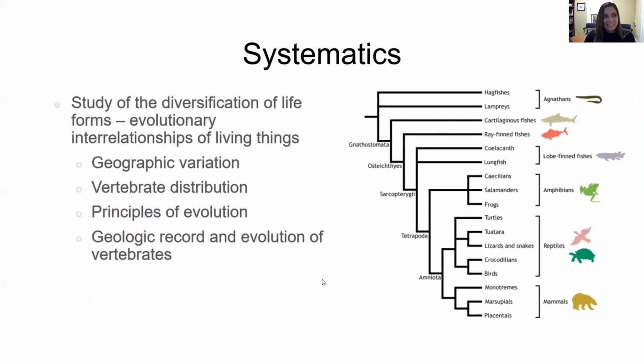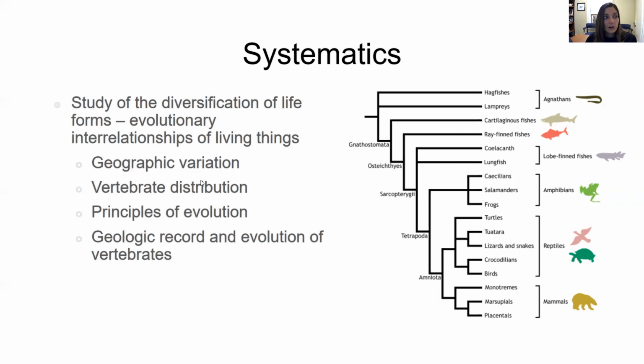The word systematics, I'm sure you've heard it many times before. Whether or not we have a clear understanding of what it means, I wanted to kind of go over that. So systematics is the study of the diversification of life forms and the evolutionary interrelationships of living things. So we can classify, right, based on morphology and based on molecules, but the systematics is really looking at, like, how did this happen? When did this happen? What is the change that brought this kind of divergence about? So it's getting more into the details of it.